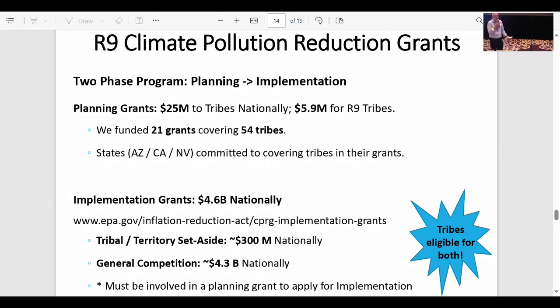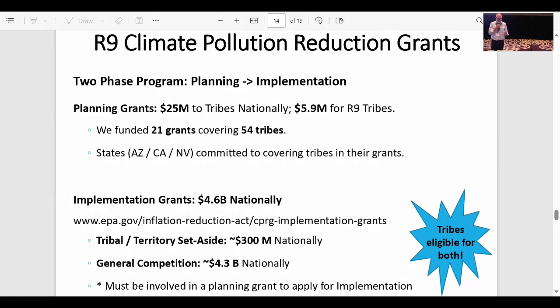Okay, so why does that matter? On the implementation side, there's $4.6 billion for implementation nationally with a $300 million tribal set aside. One of the key things is, that star at the bottom, you must be involved in a planning grant to apply for implementation. The activities that you're applying for under an implementation grant have to be covered by what's called a PCAP, which is the priority climate action plan.